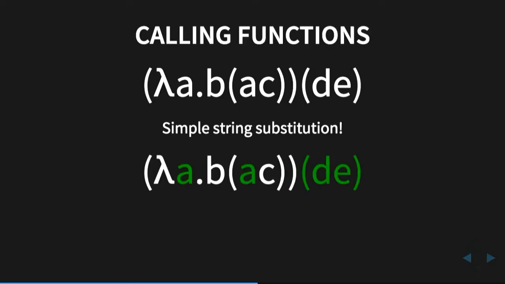So if we look at that, and hopefully those colors are coming out okay, what we're saying is, because we have one parameter A, we find where that parameter A exists in the body, and then we substitute in the value that we are passing in, which in this case is DE. So looking at the result of that, that's now simply the expression B, and then in brackets, DEC. So that would be a function B that we are calling, but to figure out what the parameters are, we're going to call D by passing in E, and then calling that again, passing in C, and then take that whole thing and pass it into B.